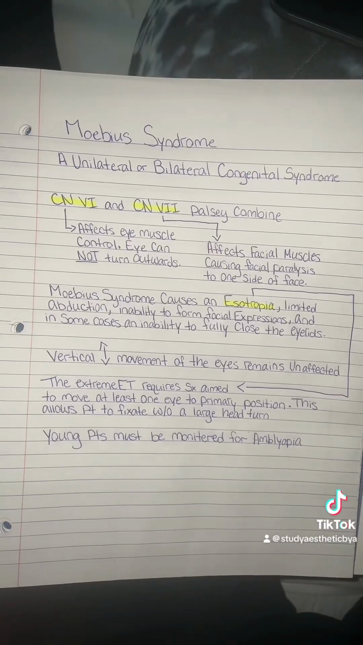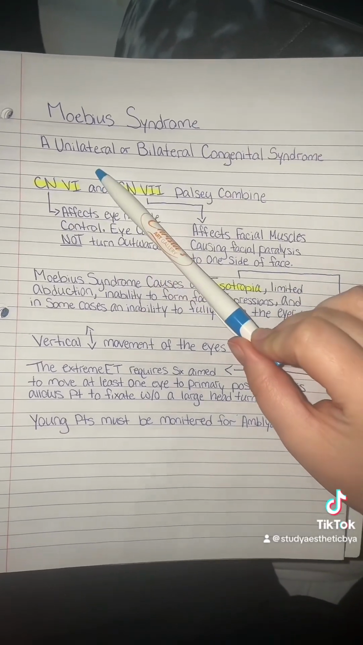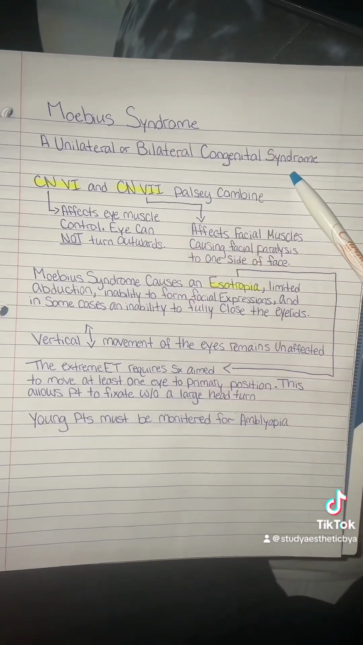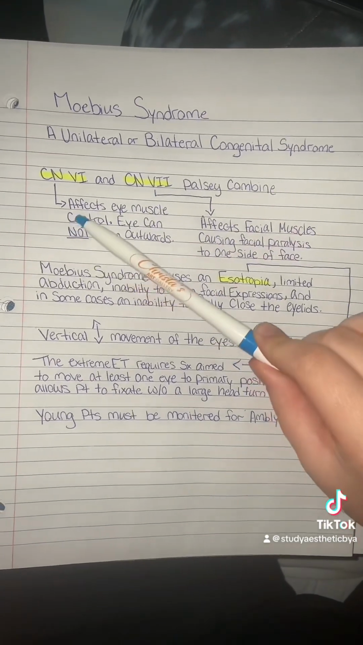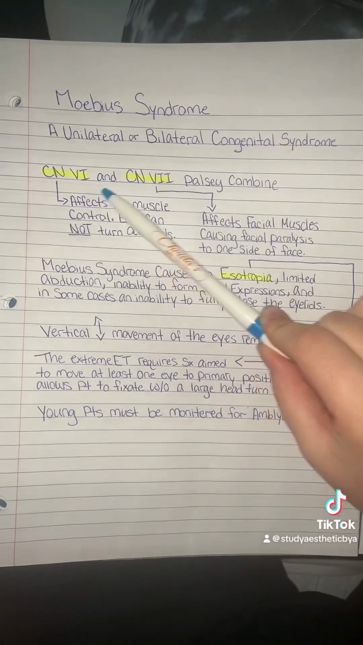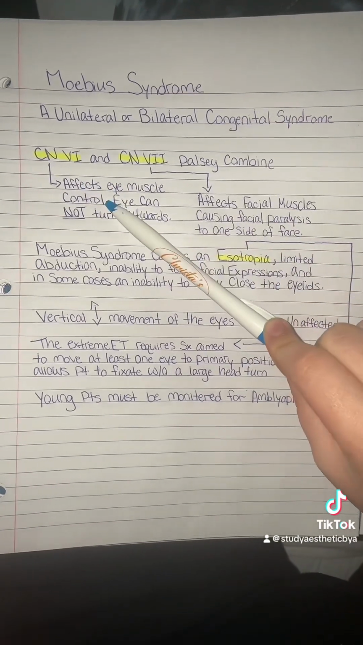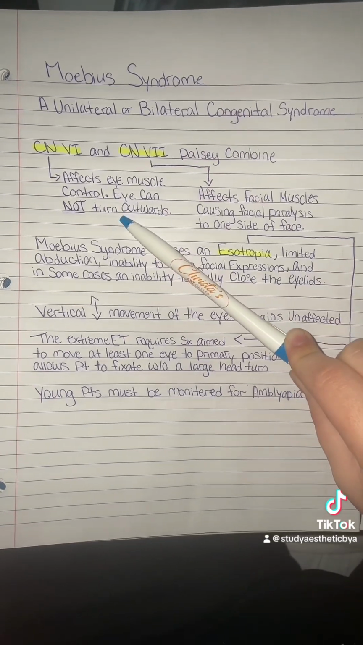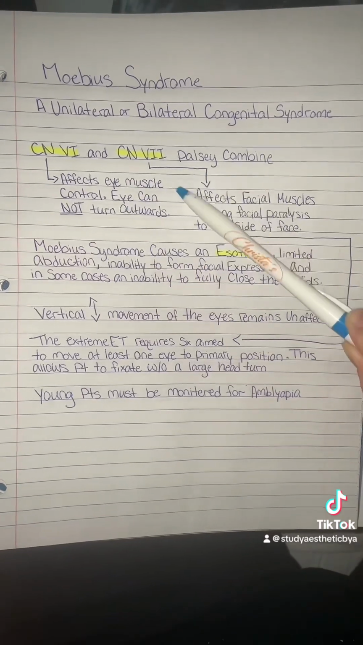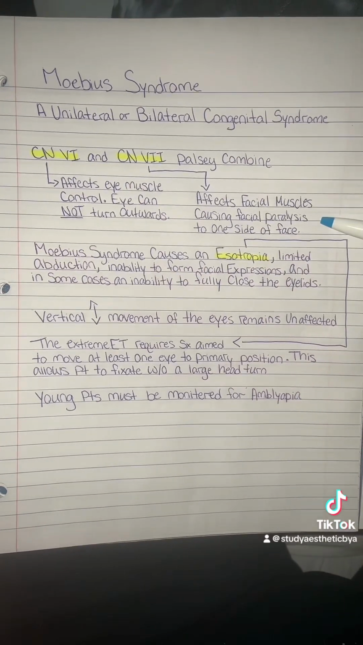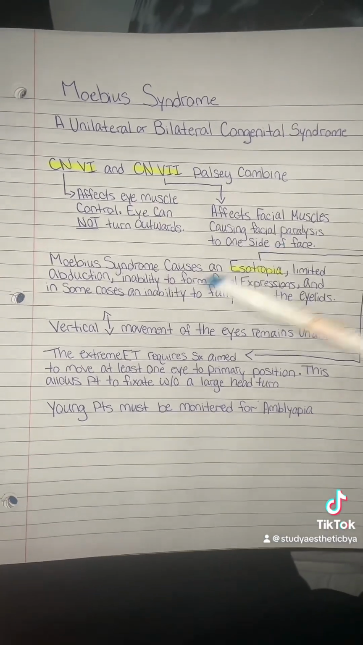Our next syndrome we're going to be talking about is Mobius syndrome. This is either a unilateral or bilateral congenital syndrome. Again, congenital, meaning from birth. This happens when 6th nerve palsy and 7th nerve palsy combine. 6th nerve palsy affects the eye muscle control. The eye is not able to turn outwards. 7th nerve palsy affects the facial muscles. This causes facial paralysis to one side of the face.